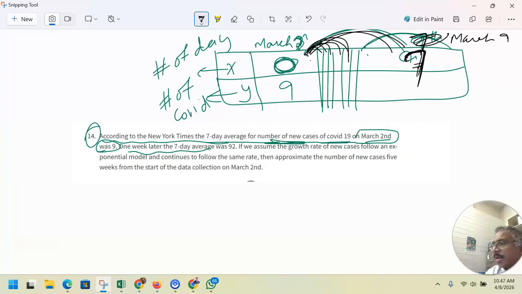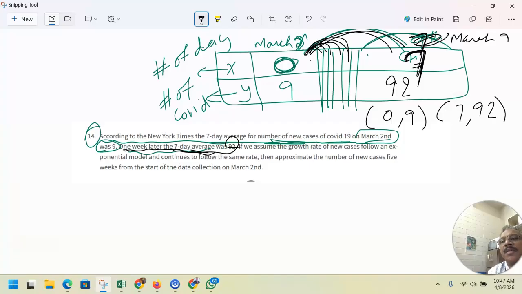So then it is given to you a week later. A week later is 92. So this is 92. So the 2 points that you have are 0 and 9, and the other point is 7 and 92. So all you're supposed to do is this is your x1, y1. This is your x2, y2.